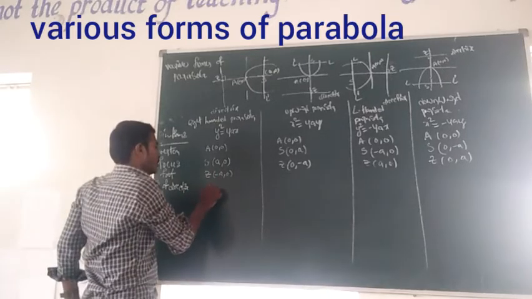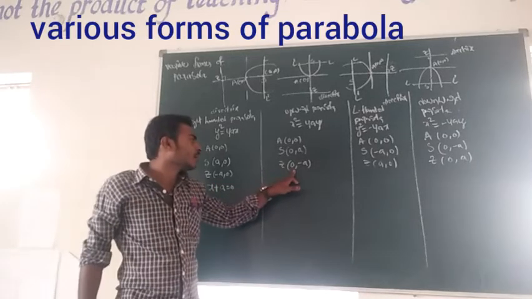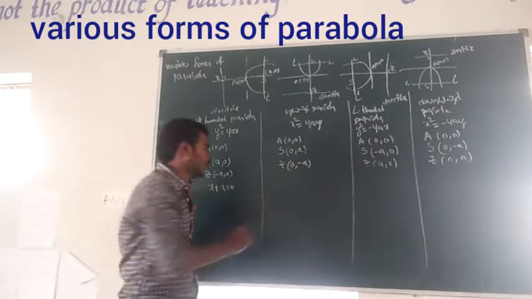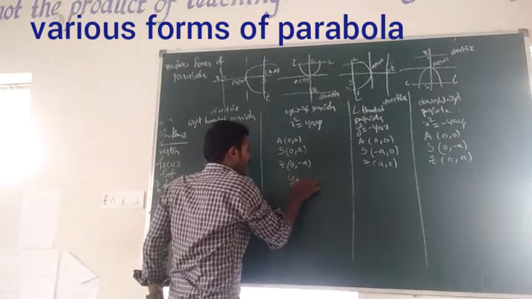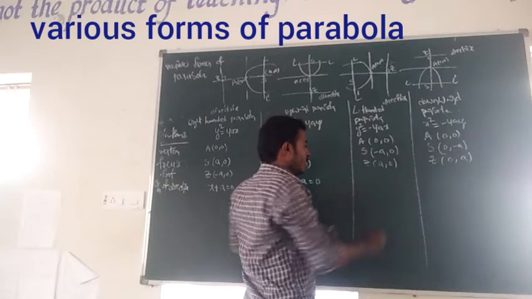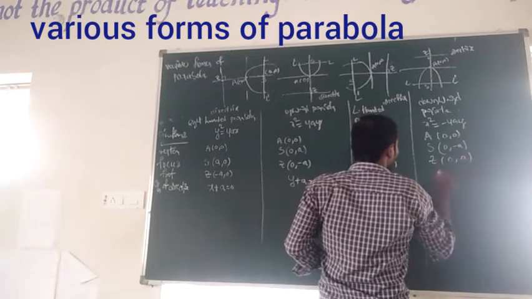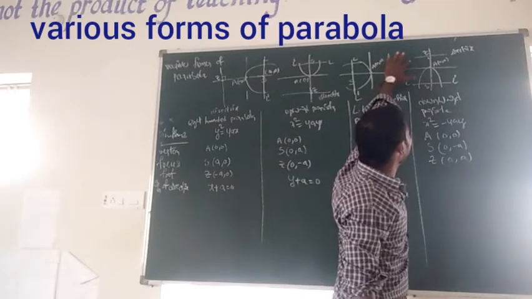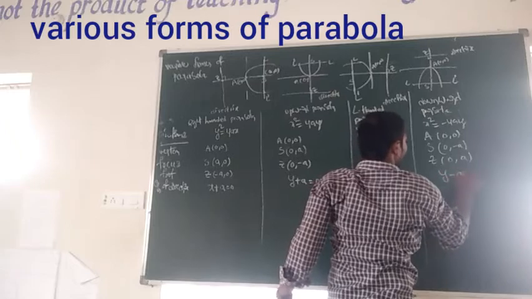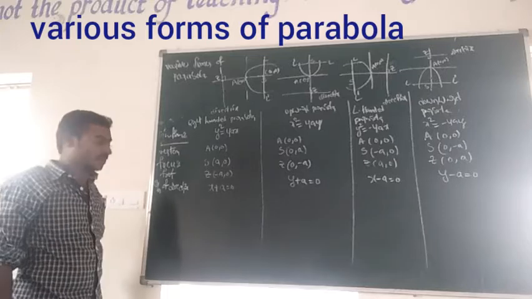So here x plus a equal to 0. And here y equal to minus a, we get y plus a equal to 0. And here x equal to a, we get x minus a equal to 0. And here the directrix lies on the positive side of the y axis, so y equal to a, it is y minus a equal to 0. These are the equations of directrix.